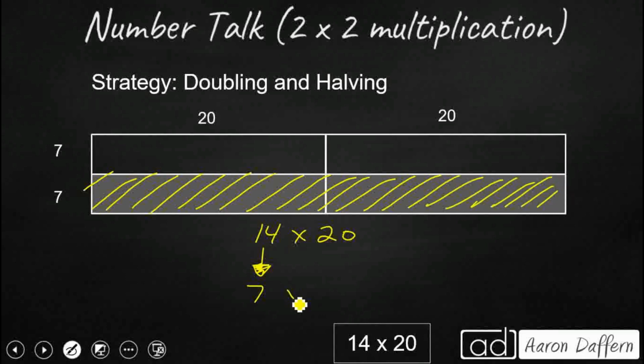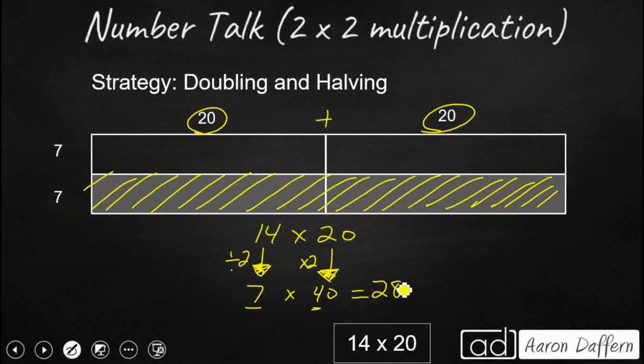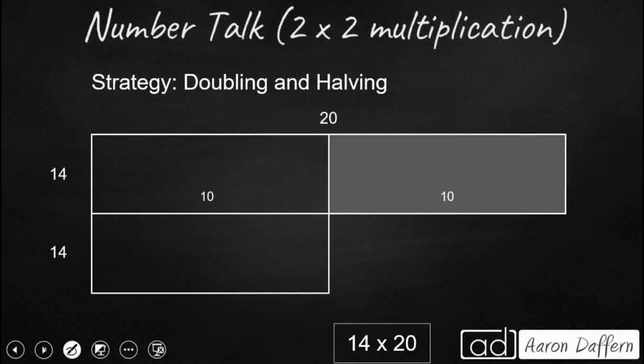In order to keep a balanced equation, since I divided the first factor by 2, I need to multiply the other factor by 2. So I halved the first factor, I doubled the second factor, and that's going to get me 40. That's why I've got my 20 and 20 right here. So I took one factor, cut it in half, I took the other factor and doubled it, and I'm going to get 7 times 4 equals 28, add that 0, 280 once again.